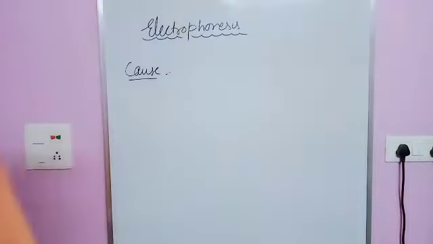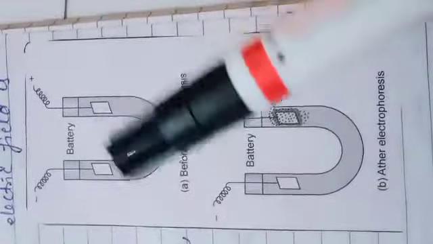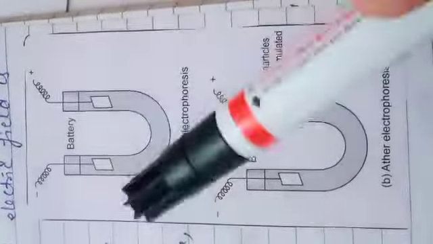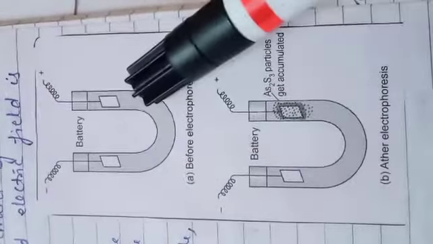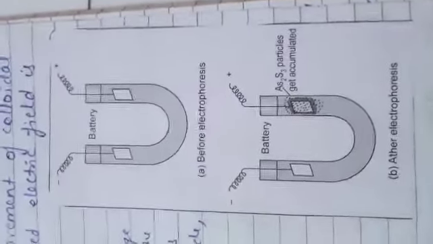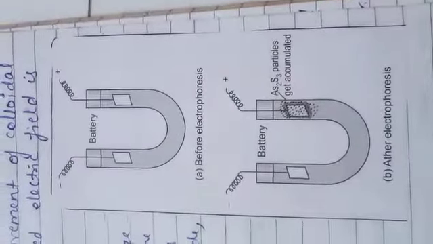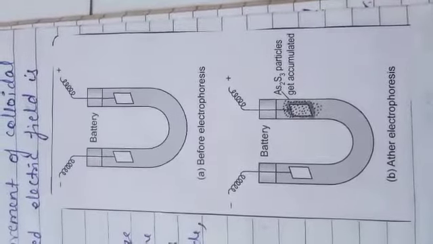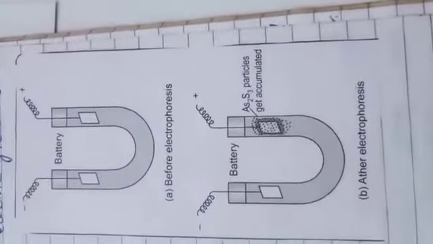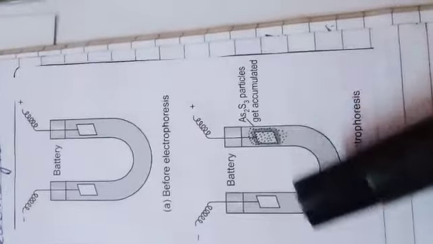Now just see what happened in this case. It is a simple U-tube. Two electrodes are fitted in it, and this is a colloidal solution. One side is positive, one is negative: one is the cathode and one is the anode, two plates. This is before electrophoresis, when electricity is not passed, only electrodes are there. Now after you pass electricity, what happens? After electrophoresis, when electricity is passed, ions move towards their own electrode.